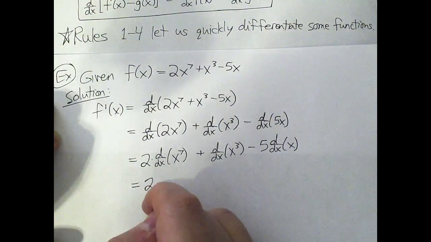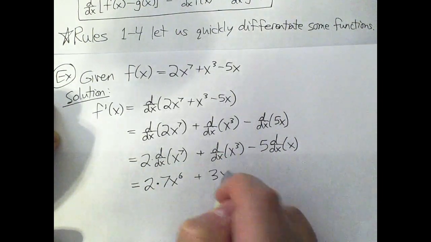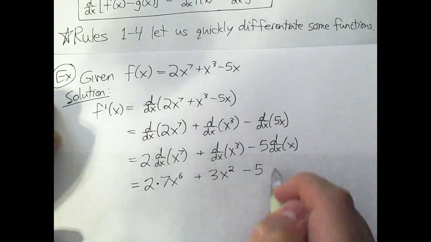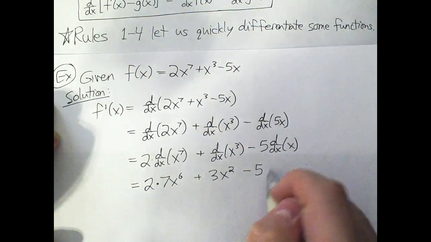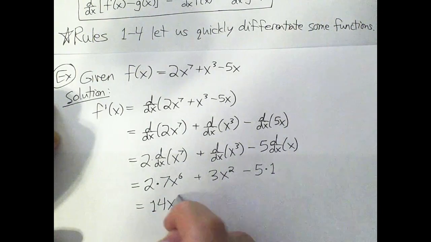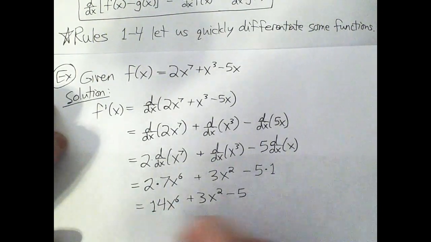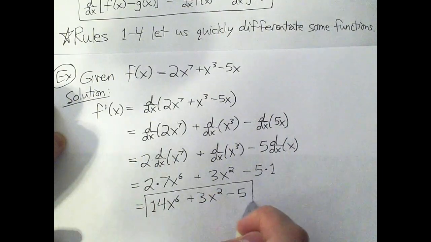So we wind up with 2 times 7x to the 6 plus 3x to the 2 minus 5 times 1, right? 5 times 1. You don't even have to write the times 1. That's just going to be 5. And finally, we simplify 2 times 7. And we simplify 5 times 1. And that's the final answer.